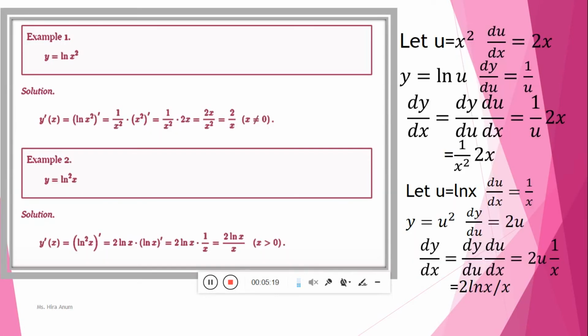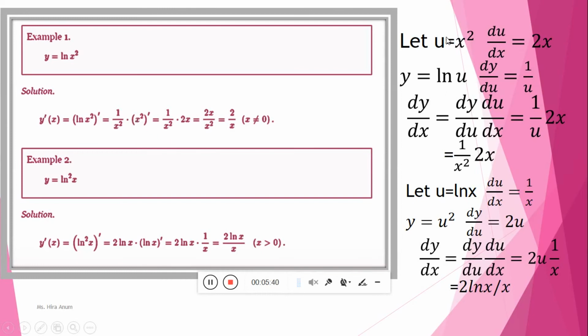Now we have another example, y equals ln x^2. We know the derivative of ln is 1 over x^2. Then we take the derivative of x^2, which becomes 2x. So our answer is 2x over x^2. The x will cancel with the square, and it becomes 2 over x.